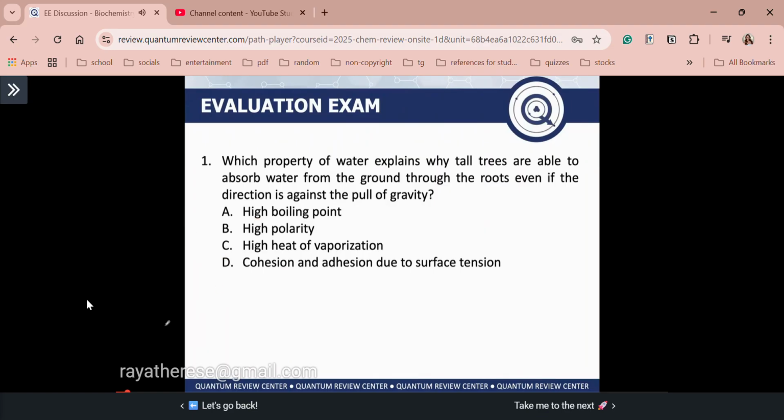Letter B, sir, high polarity. Class, that's also an incorrect answer, okay? So A and B, again, are incorrect. Polarity is used by water to dissolve your nutrients, alright? That's why we call it the universal solvent.